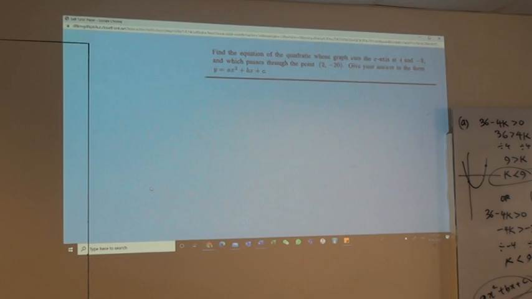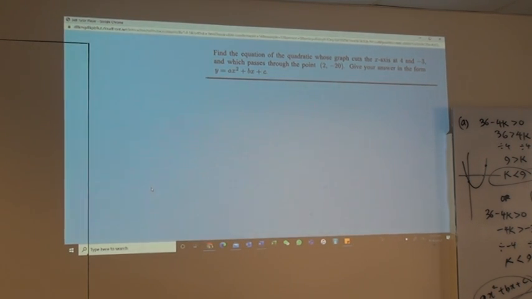In this question, we are given information in words. It may be useful to sketch a graph with the information, but you do not necessarily have to do this. I'll recommend this sketch. We are given the x-intercepts 4 and minus 3, and that the quadratic passes through (2, minus 20). The x-intercept 4 gives the linear factor x minus 4. The x-intercept minus 3 gives the linear factor x plus 3.